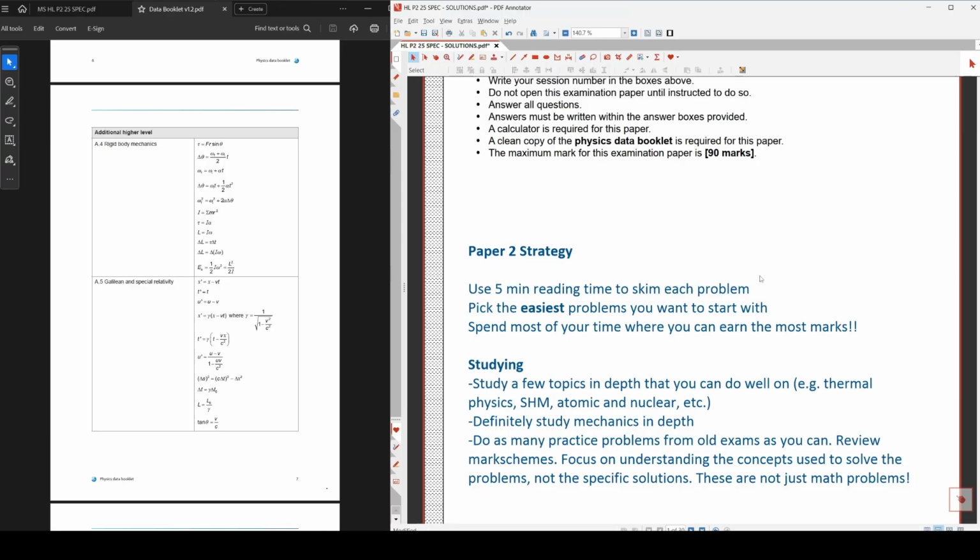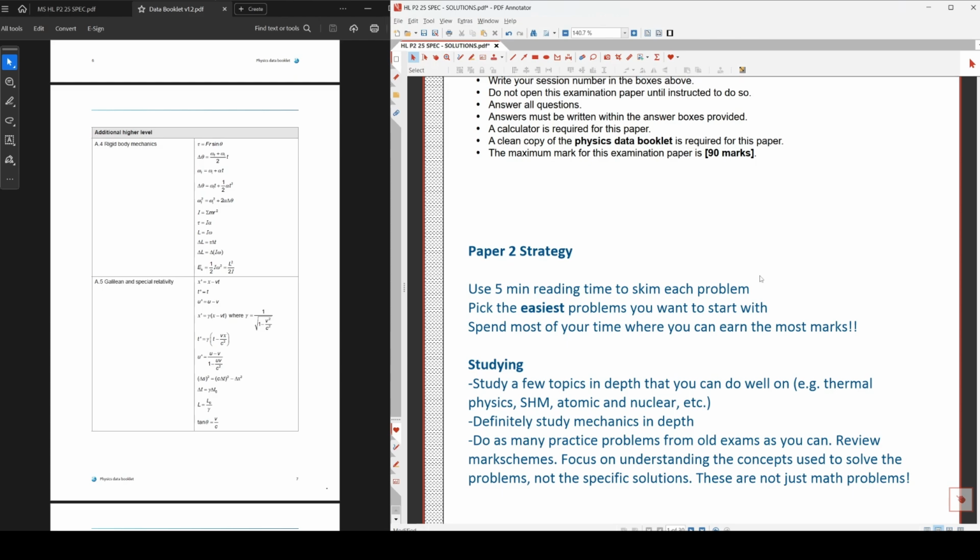So what you want to do is use your 5 minutes of reading time to skim each problem. You don't want to do a close reading at this point and get stressed about the little details of each problem. You just want to look in general and go, oh, that's a circuits problem, maybe I'll try that. Oh, that's a simple harmonic motion problem, I didn't study that, I won't do that one. And you want to pick the easiest problems to start with.